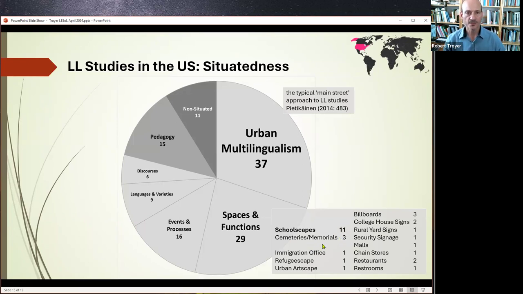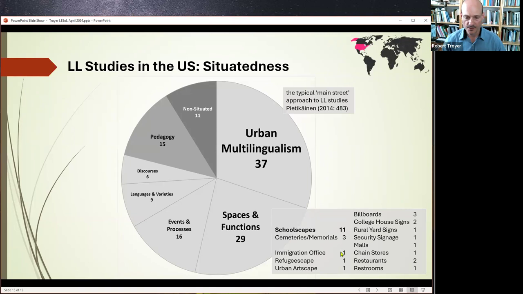But then some other studies that reflect issues in the United States, like immigration. So there's one study of an immigration office in a city where there are a lot of recent refugees relocating. And I think this speaks to the real functional application of linguistic landscape studies to improve people's lives. We need to make sure that immigration offices and refugee cities have signage that is accessible for people who have limited English and signs that are in the languages that they know.